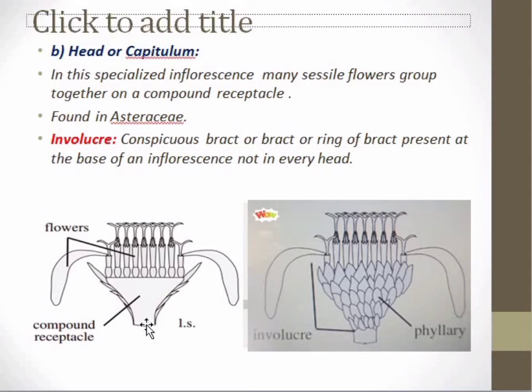A typical sunflower is like this one. But here is a structure we'll discuss: the involucre. An involucre is a conspicuous bract, or bract pair, or ring of bracts present at the base of an inflorescence, but it may not be present in every head. Look at this structure. These are the bracts, in this case known as phyllaries. These group together forming a ring. Such an arrangement is known as an involucre, present in sunflower too.